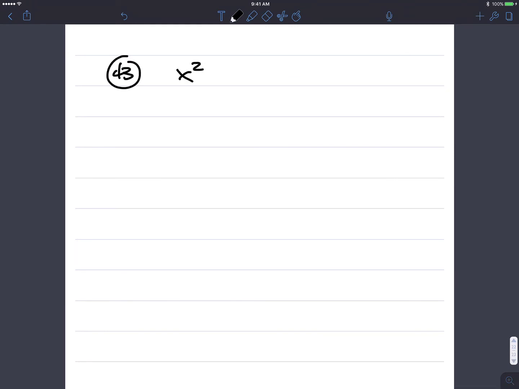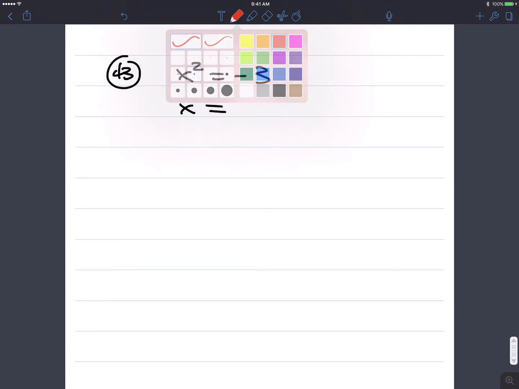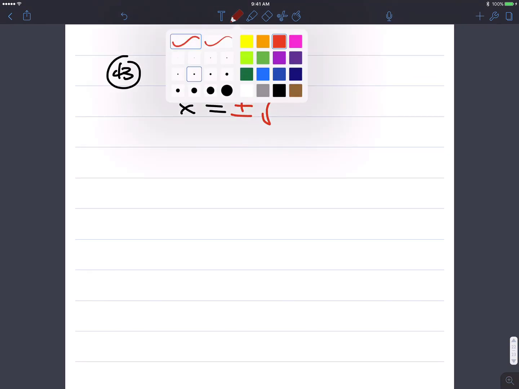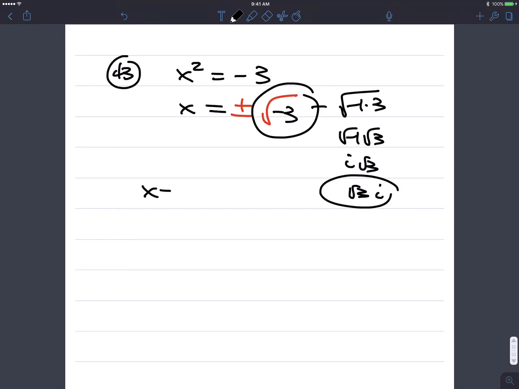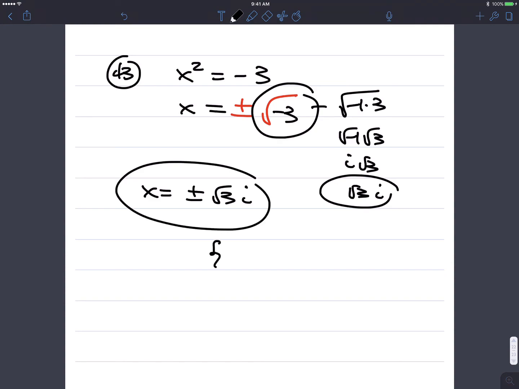Problem 43. x squared is negative 3. x will be plus or minus the square root of negative 3. Now I can simplify this in the sense that I could write it as negative 1 times 3, the square root of negative 1 times the square root of 3, i times the square root of 3, or the square root of 3 i. So x will be plus or minus the square root of 3 i: the square root of 3 i and minus the square root of 3 i. And you're done.